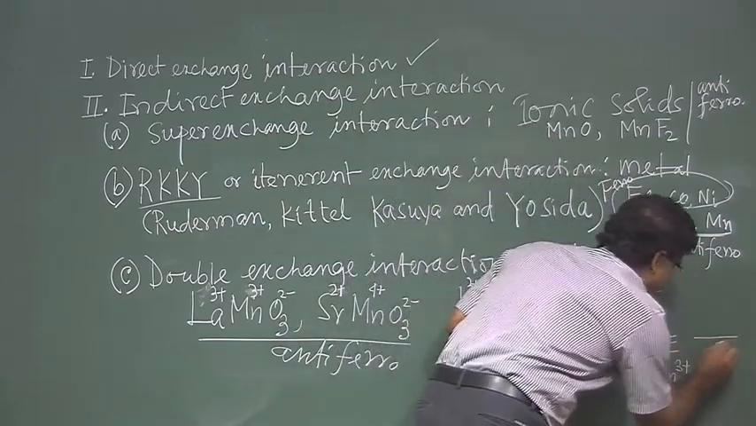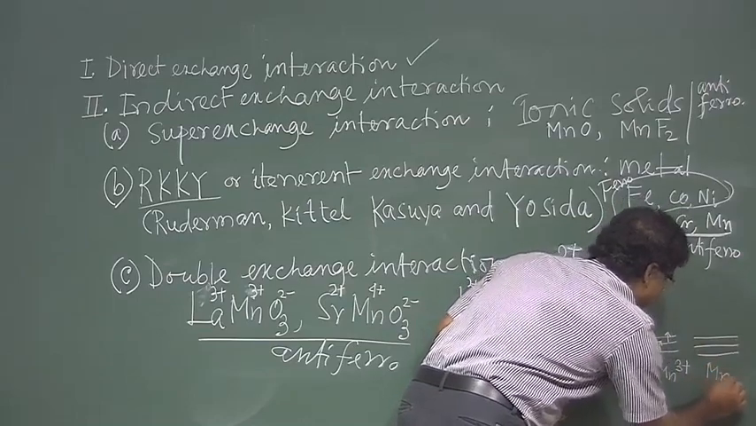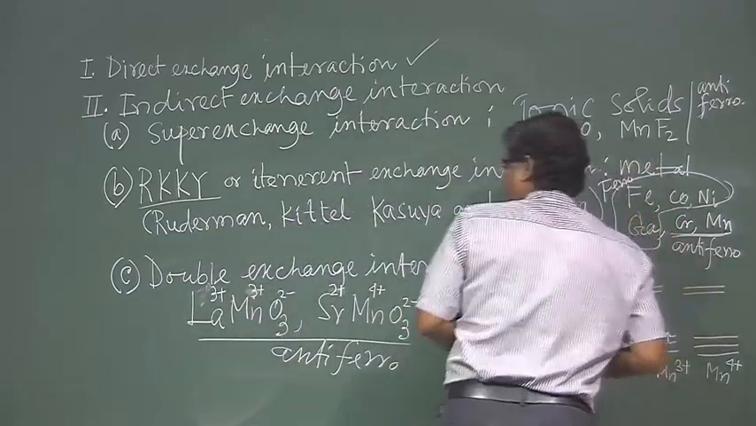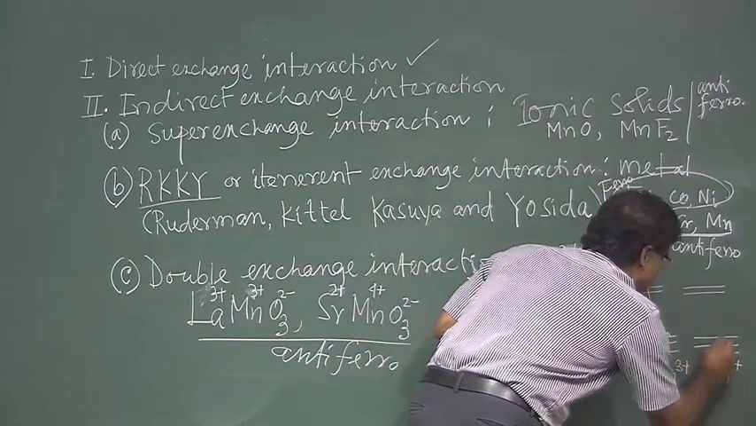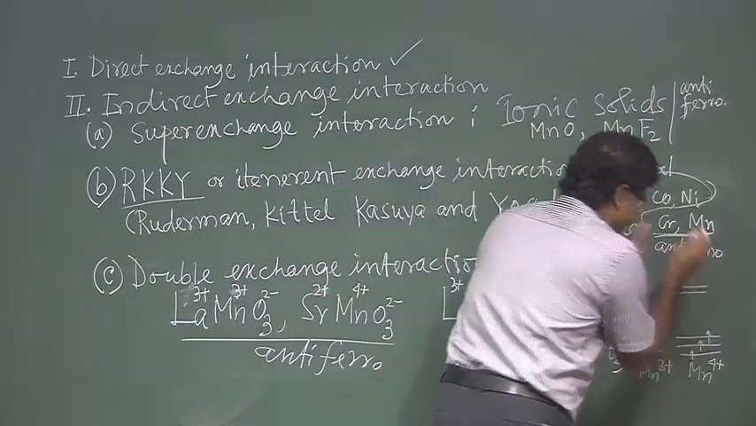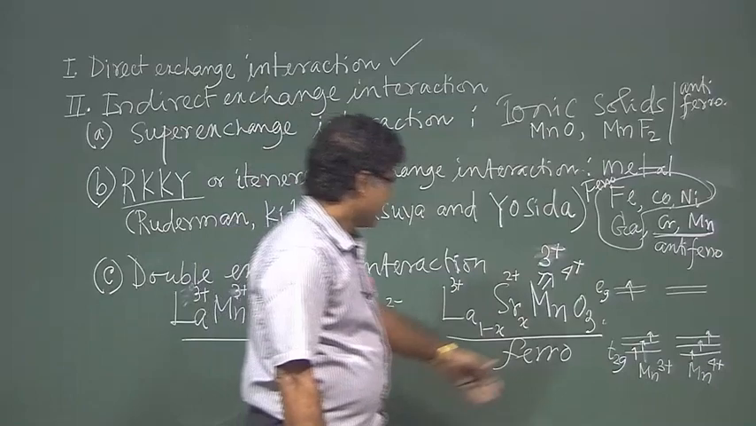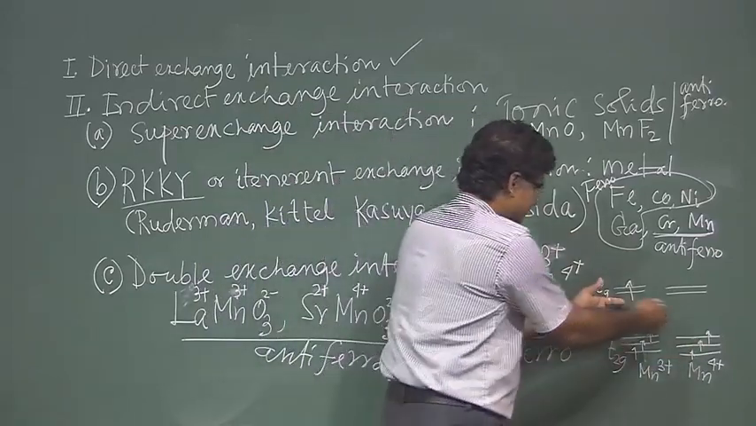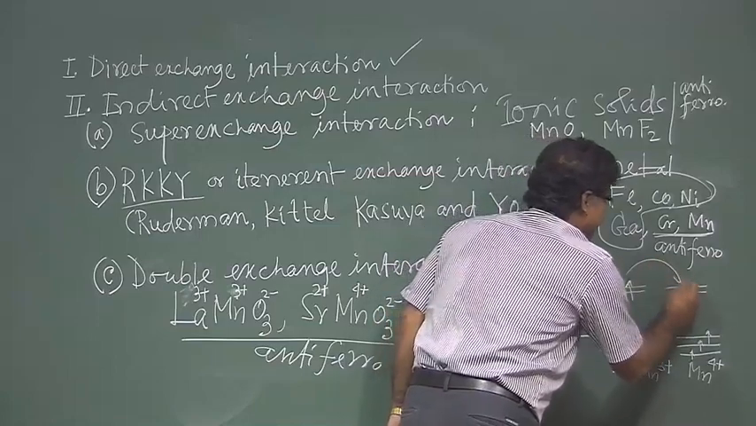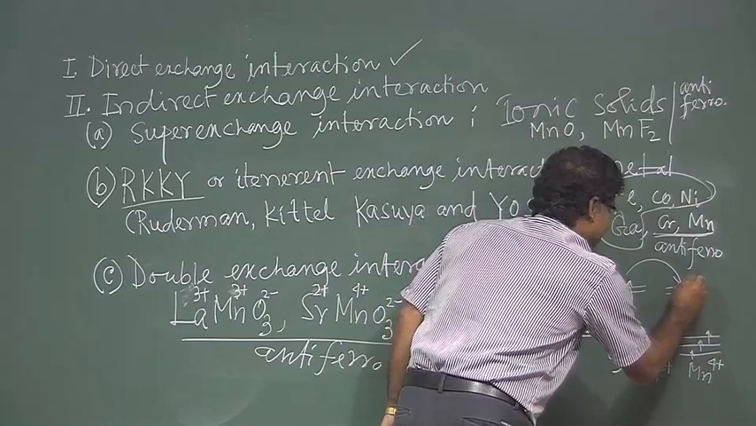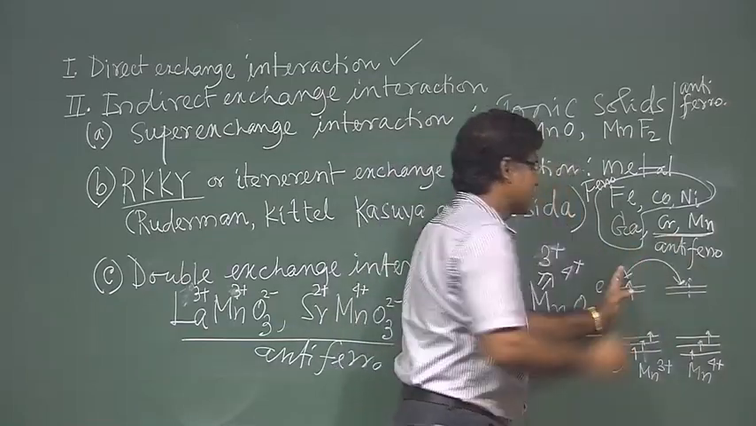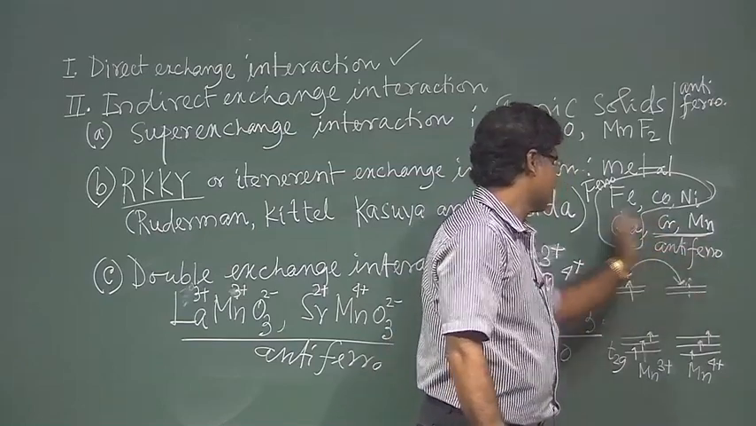And for the other case, manganese 4 plus, here 3 electrons, so 1, 2, 3, according to Hund's rule. So, we place them, and here there are no electrons. Now, this 3 plus and 4 plus, this is the arrangement of the spins. Now, this spin can go here, and when it goes here, this becomes vacant, and now it can again come back here. So, this is hopping. It goes from here and then back.